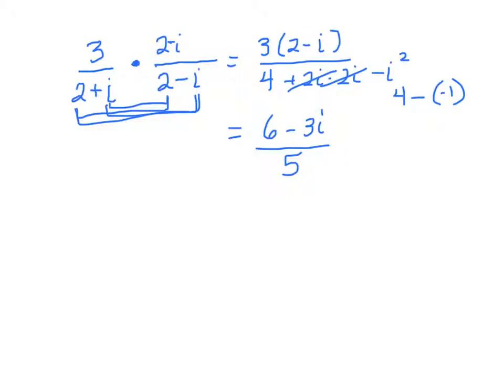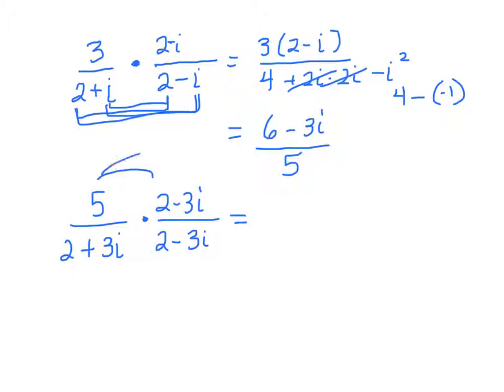All right? So let's try this again. What if I have 5 over 2 plus 3i? Right? So I'm going to multiply times the form of 1. The form of 1 will be its conjugate. So it'll be 2 minus 3i. Right? So I multiply on the top. I have 10 minus 15i over 4 minus 9i squared.